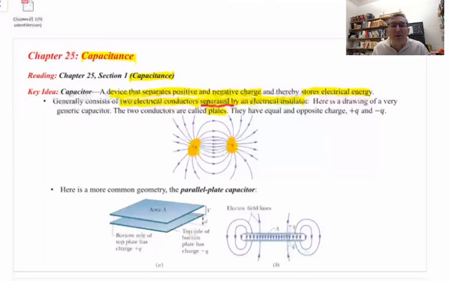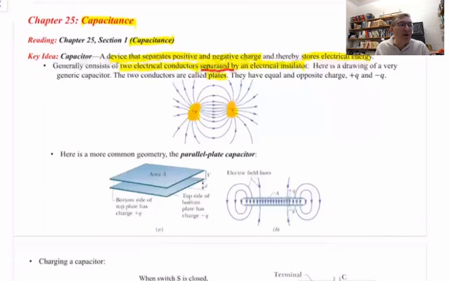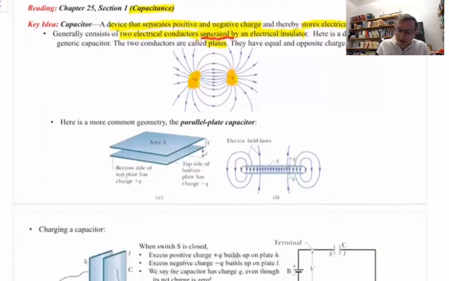Let's start focusing on the shapes of capacitors we're going to be dealing with. By far, the most common shape we're going to deal with in this chapter is called a parallel plate capacitor, because the two conductors that are the plates in the capacitor are flat conducting sheets or planes that are layered parallel to each other.